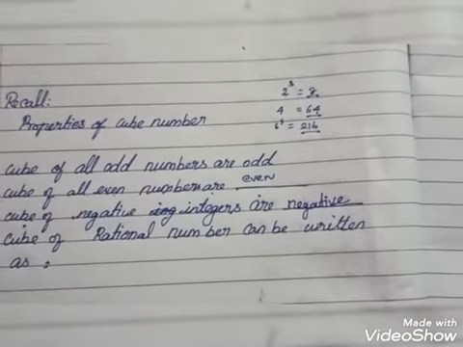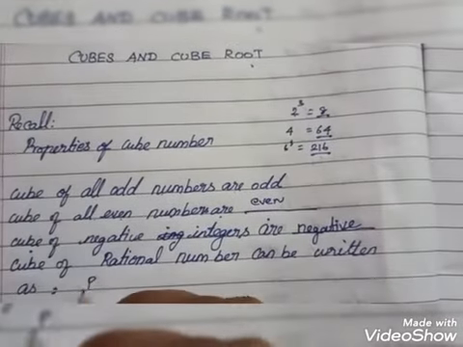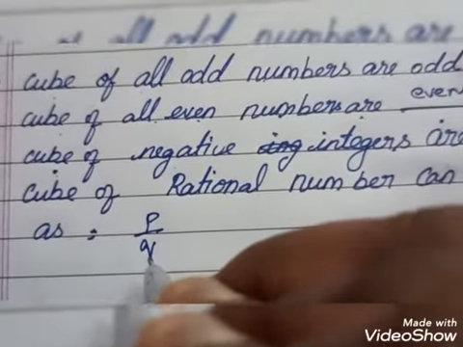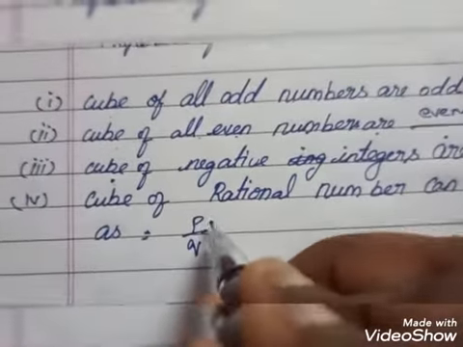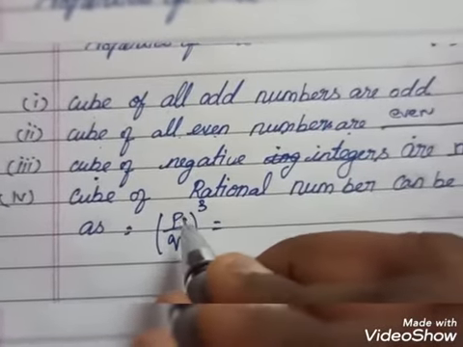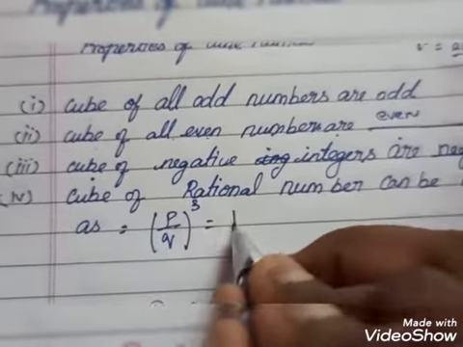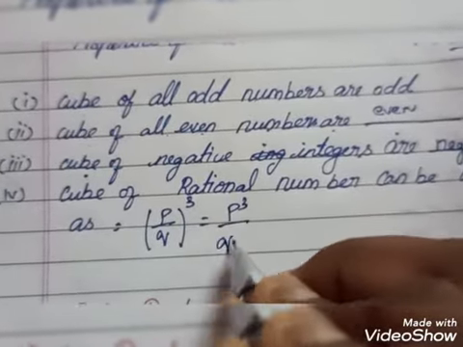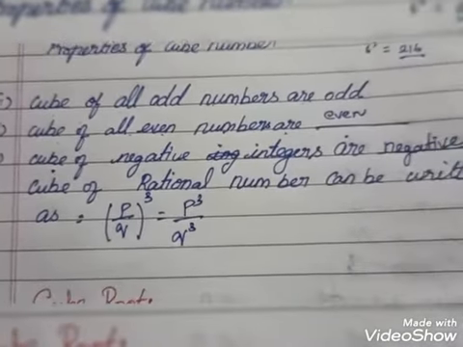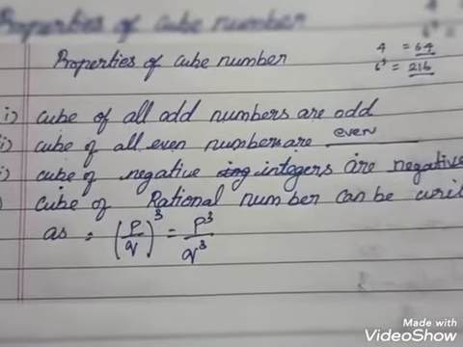Cube of rational numbers can be written as follows. How is a rational number written? P by Q is the form of a rational number. If you cube the rational number, you take the cube of the numerator and the cube of the denominator. So it can be written as P cube divided by Q cube.